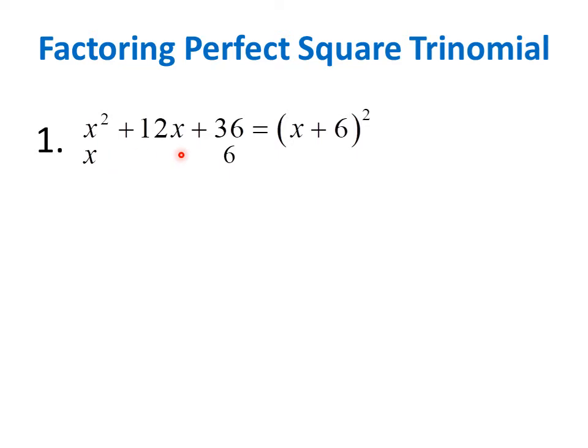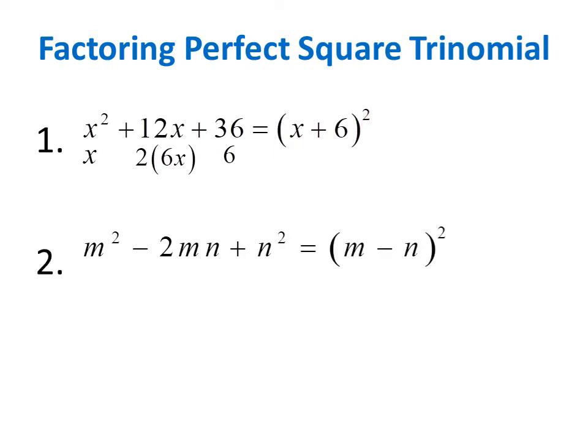And is the second term twice the product of these two? So let's multiply these two, x times 6, that's 6x. Times 2, you get 12x. Therefore, this is a perfect square trinomial. To factor, we use the square roots of the first and third terms, x and 6. Now, since the second term is positive, we have here plus, and then we raise this binomial to the exponent 2.